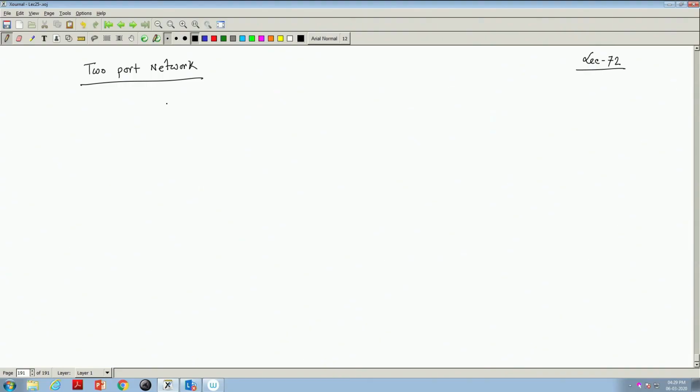Welcome to the lecture on two-port networks, which we started in lecture number 71. And last time what I told you is this, that a network which is inside this box, details we are not drawing what is there inside, but it is a linear network.